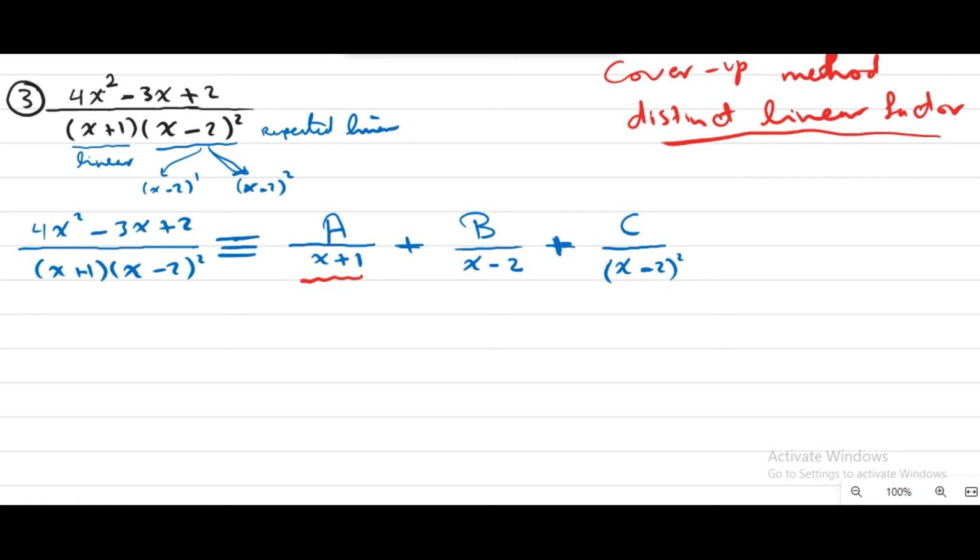Here we have x minus 2 power 1 and x minus 2 all to the power of 2. Here it's the same factor. Which one will we use cover-up method on? The bigger one, not the first one. It's a very important point. We have as an example a factor like this, x minus 1 all to the power of 3. We have 3 factors: x minus 1 power 1, x minus 1 power 2, x minus 1 power 3.